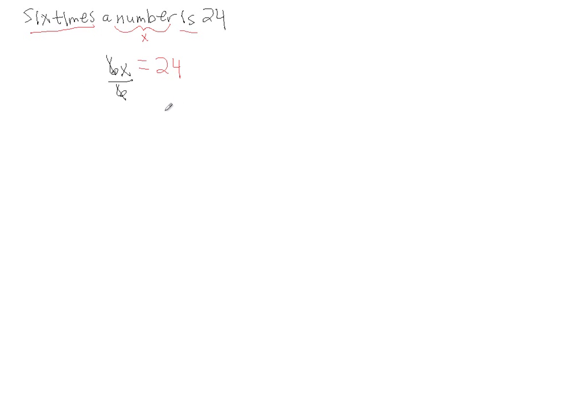Now, in order to keep the equation balanced, in order for this equal sign to hold true, whatever we do on one side, we have to do on the other side of the equation. So if we divide by 6 over here, we have to divide by 6 over here. All that's left over here after the 6's cancel out is x. Then we have equals. Now on this side, we have 24 divided by 6, which is 4. So x, our number, equals 4.